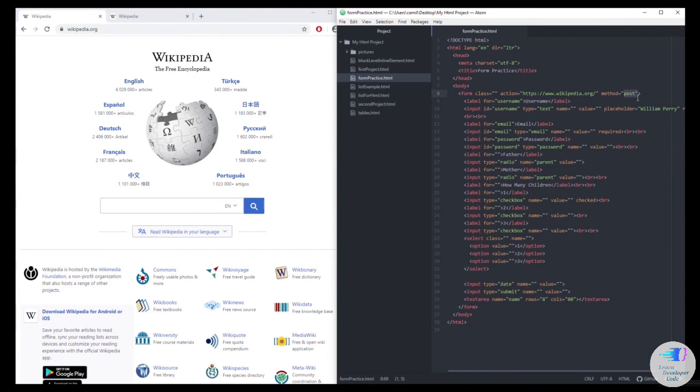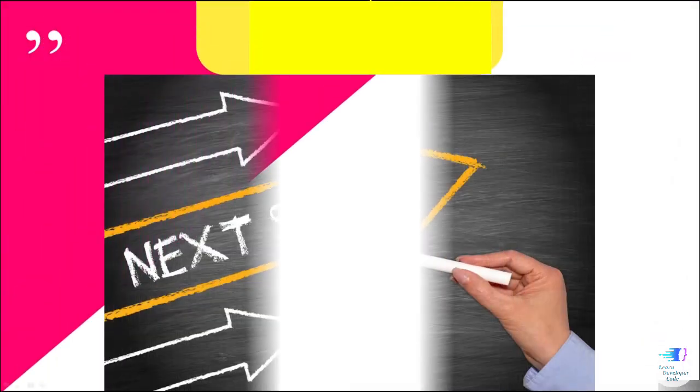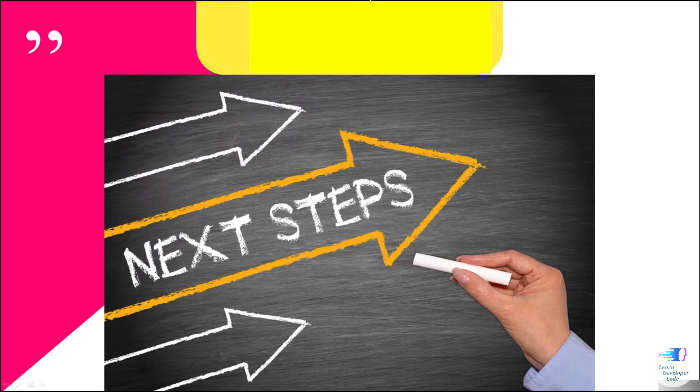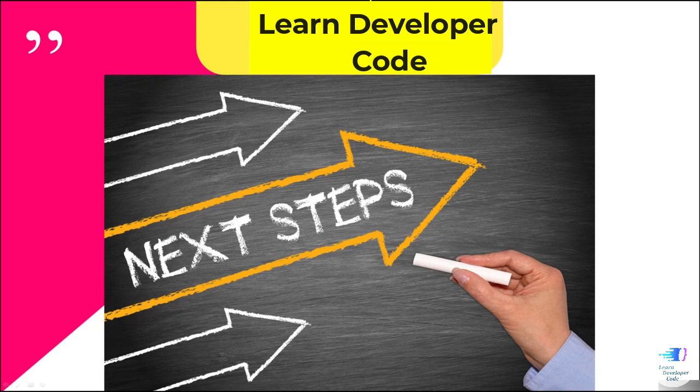Now we determine whether the information that we send will be sent with the get method or the post method, using the method attribute. In fact, we have created a structure where we can get user information with HTML, and we can do the operations related to this information with JavaScript. But for now, this will be enough for HTML. We'll talk in much greater detail about CSS and JavaScript later.